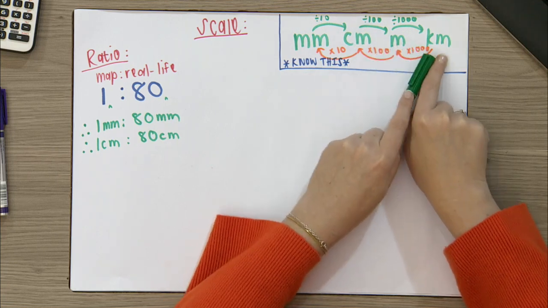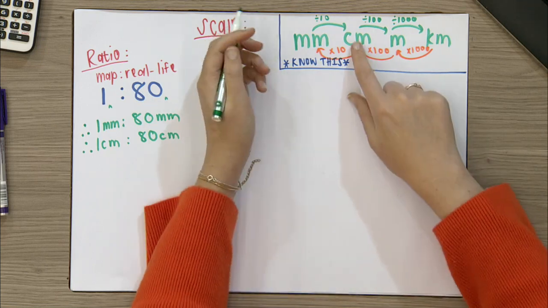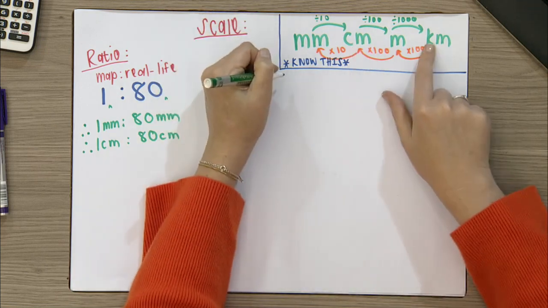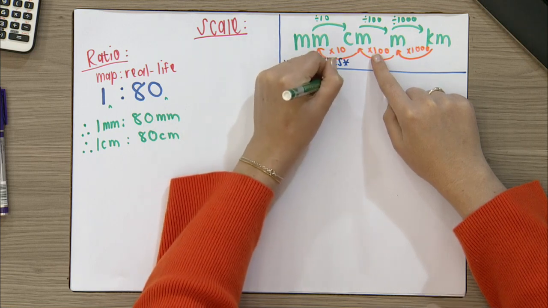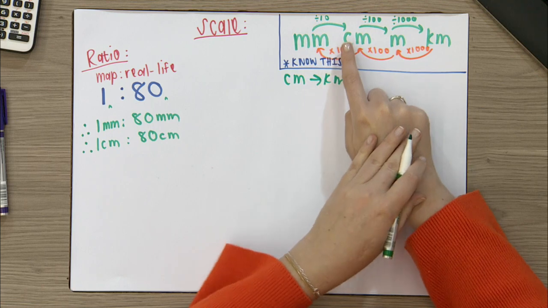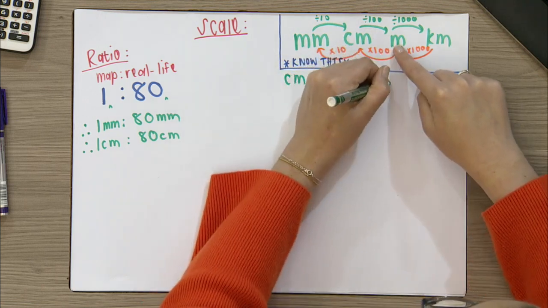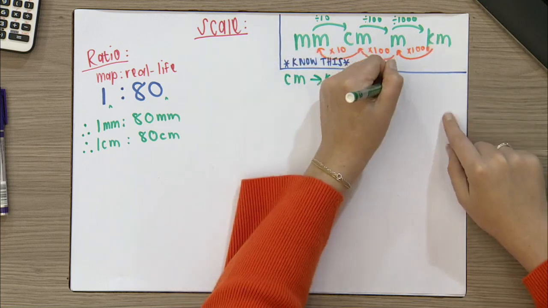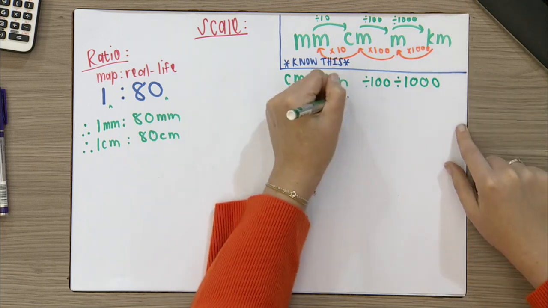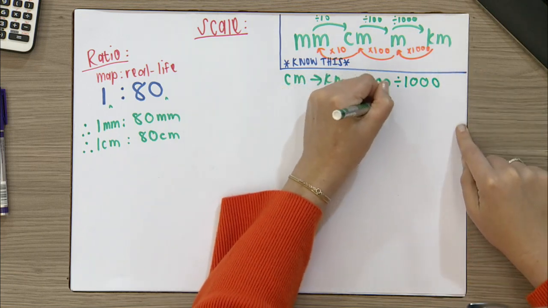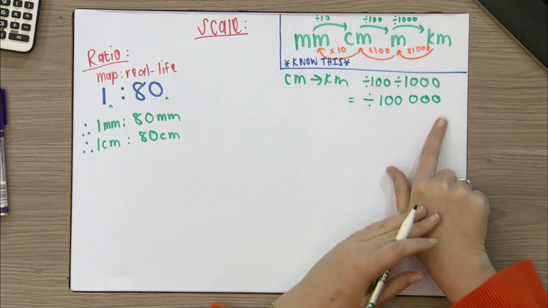And from meters to kilometers, I divide by 1,000. So just to go back to what our previous example said, if I have to go from centimeters to kilometers, so from centimeters to meters, I will divide by 100, and then I will divide by 1,000 to go from meters to kilometers. And that is why on the PowerPoint it actually says divide by 100,000.